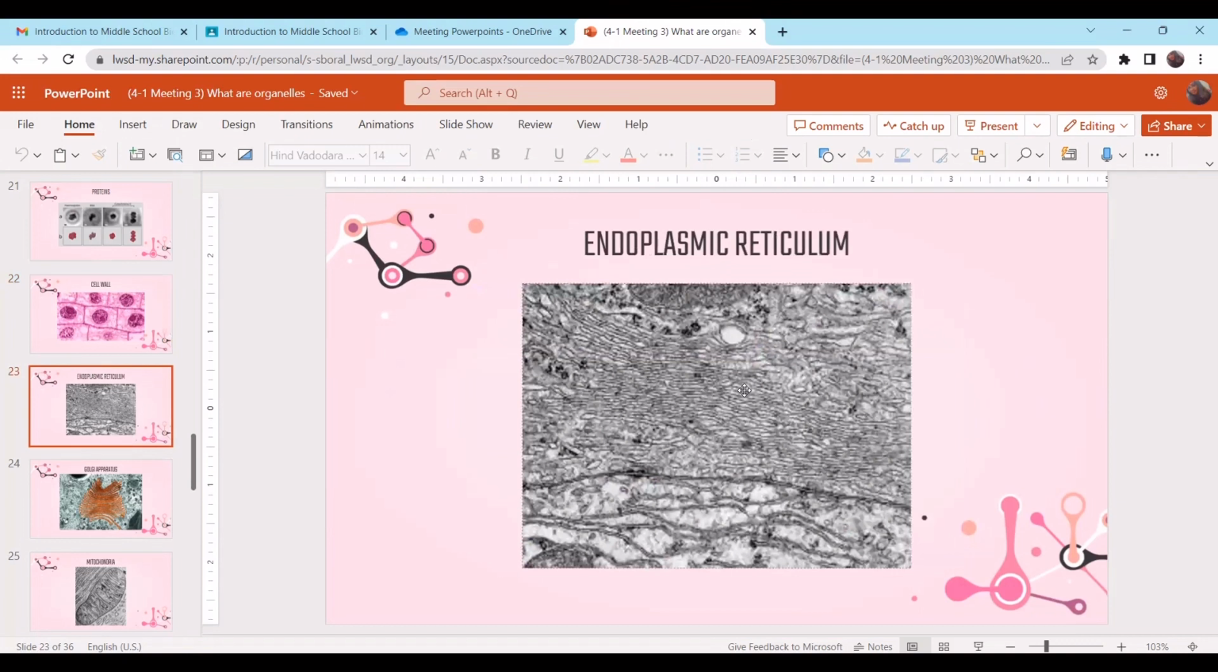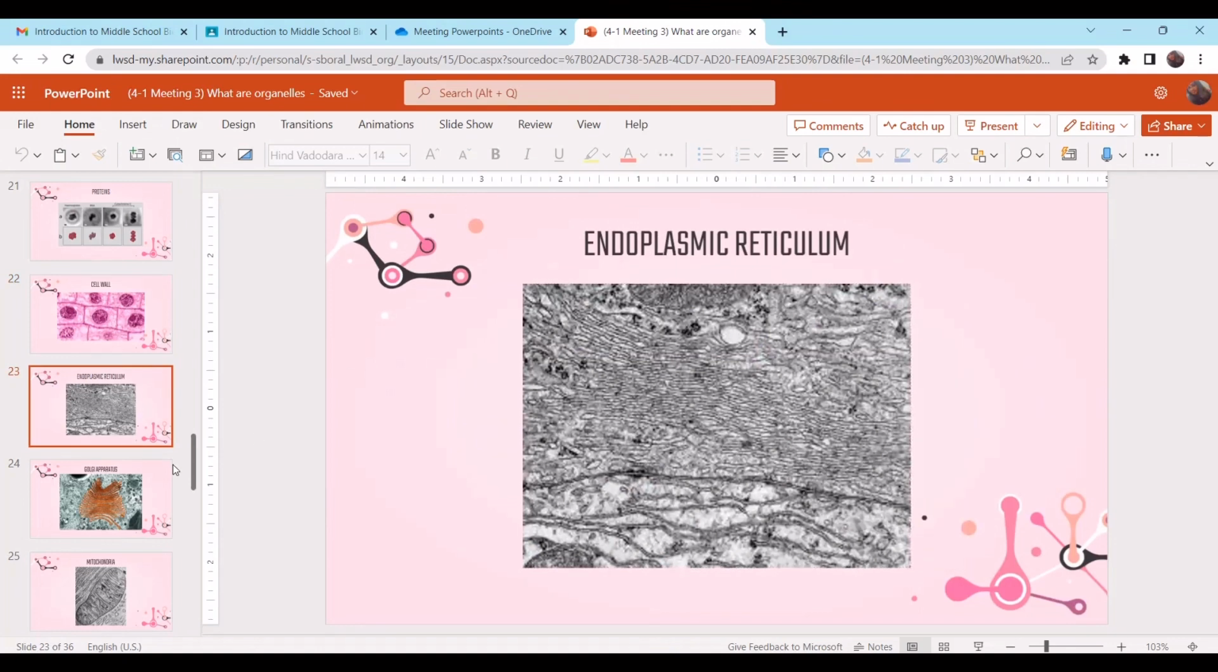This is the endoplasmic reticulum. You can see these little lines structured throughout. Some of it is smooth endoplasmic reticulum, which again does not contain ribosomes, the making centers of proteins, and some of it is rough endoplasmic reticulum, which does have ribosomes.